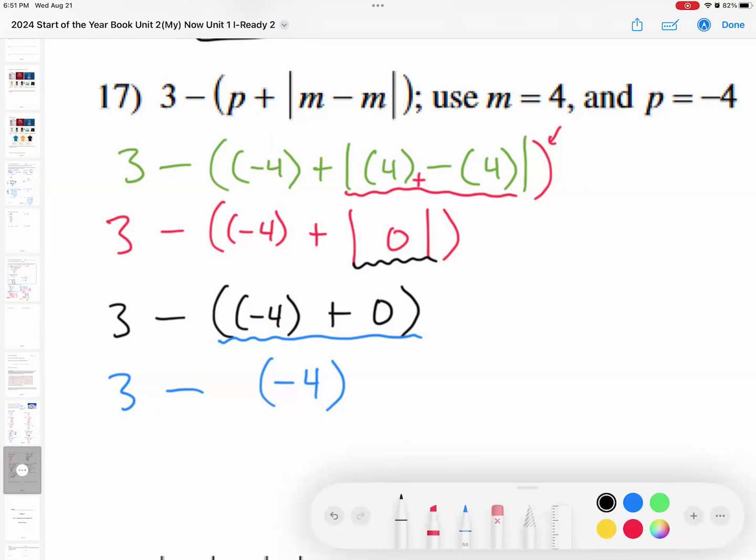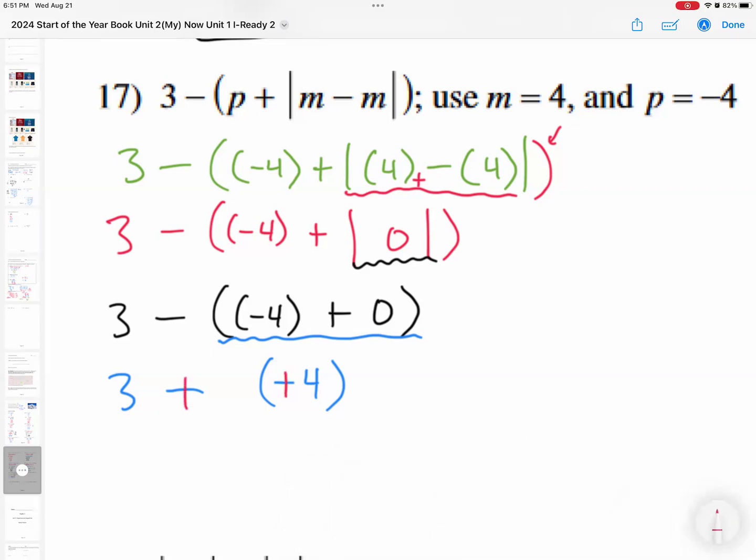And now we end up with 3 minus -4. Well, if we're subtracting by a negative, we're really adding a positive. And so you should end up with 7 in the end. So if you need to go back and check that one, rewatch parts of the video, feel free to do so on 17.